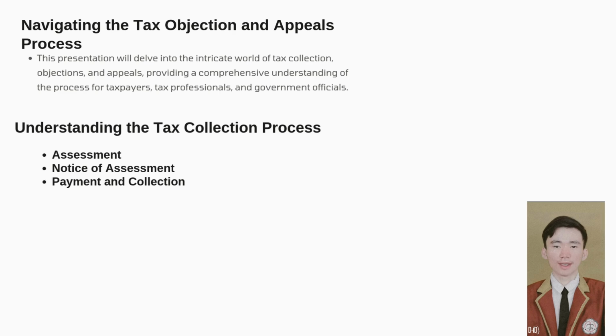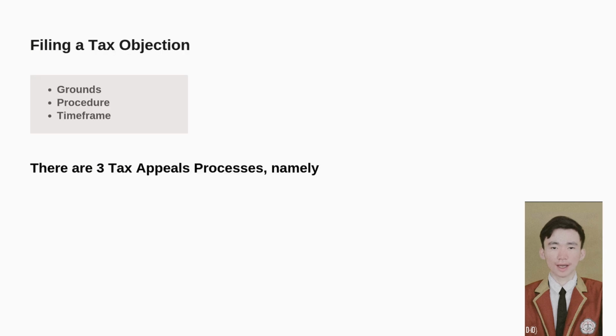3. Payment and collection. Taxpayers are expected to make timely payments according to the stipulated deadlines. If payments are not made, the tax authorities may initiate collection procedures. Filing a tax objection. 1. Grounds. Taxpayers can file an objection to a tax assessment if they believe it is incorrect or unfair. Common grounds for objection include errors in calculation, misinterpretation of tax laws, or disputes over the valuation of assets.